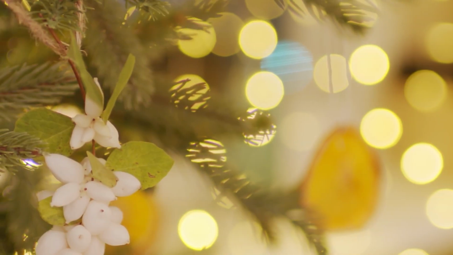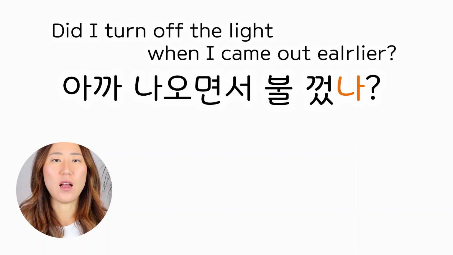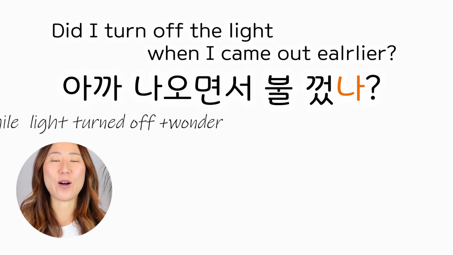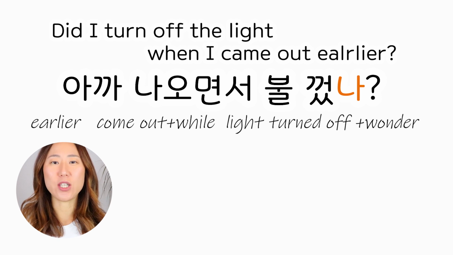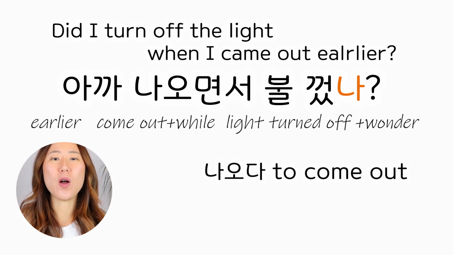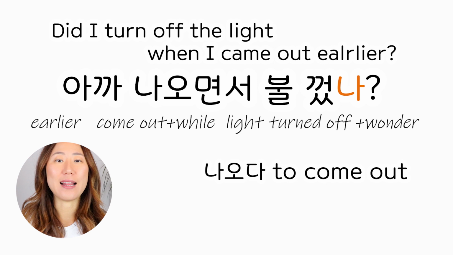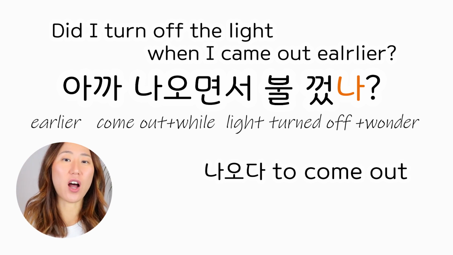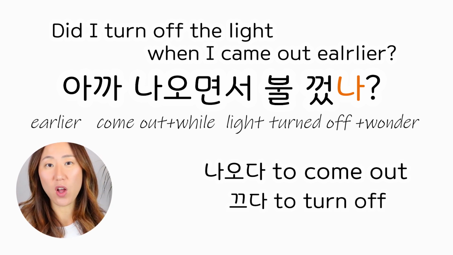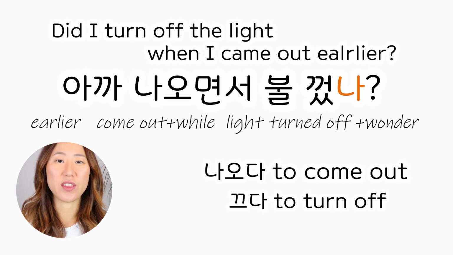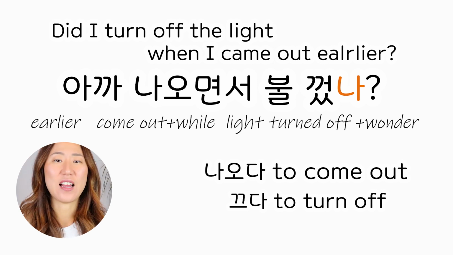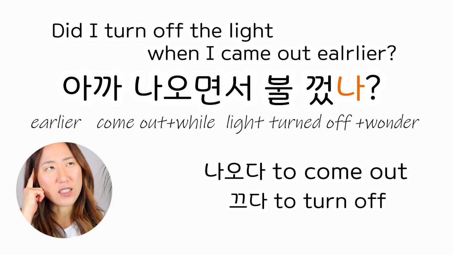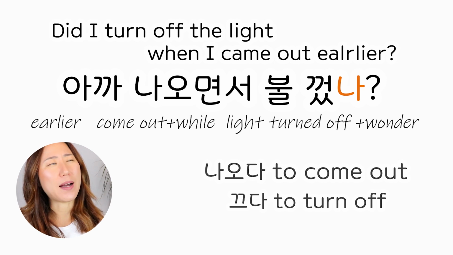This is past tense now. Oh, did I turn off the light when I came out earlier? 아까 나오면서 불 껐나? 아까 earlier. 나오면서. So 나오다 means to come out. 면서, while. 불, light. 끄다 is turn off. So 끄 becomes 꺼 and ㅆ underneath that becomes past tense. 껐. And then add 나. 아까 나오면서 불 껐나? Did I turn off the light when I came out earlier?